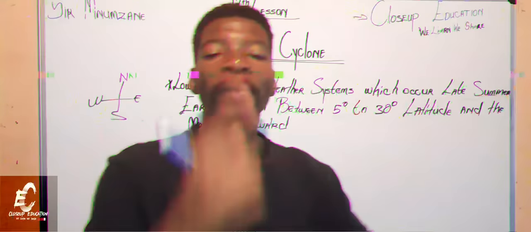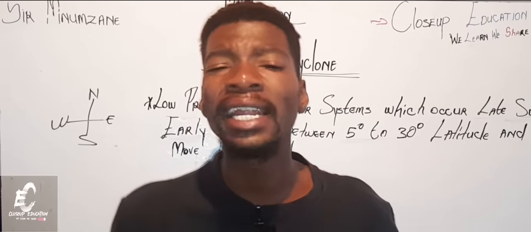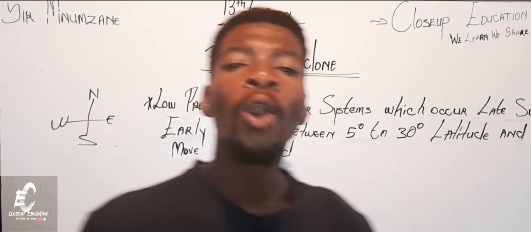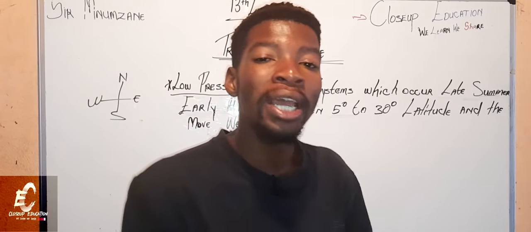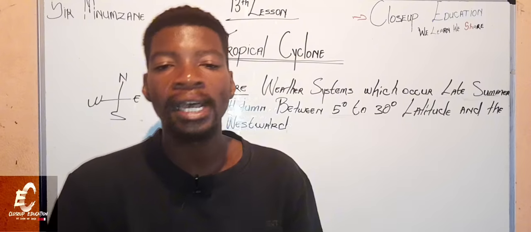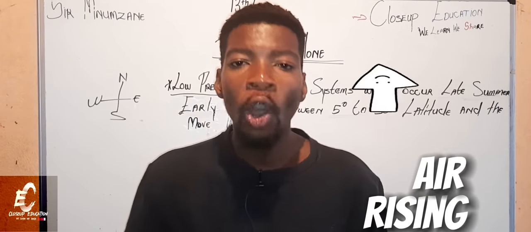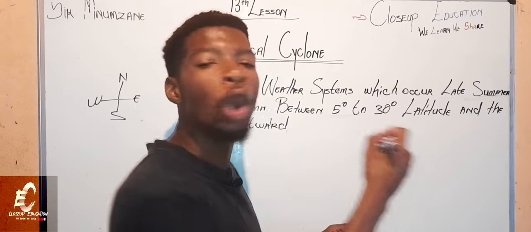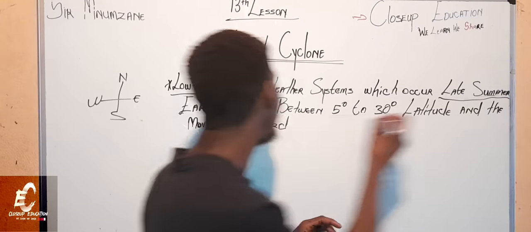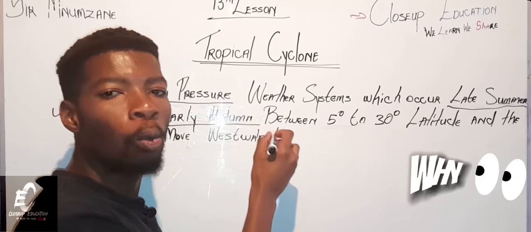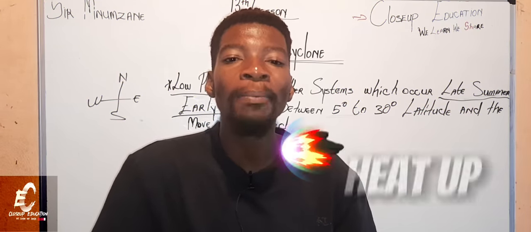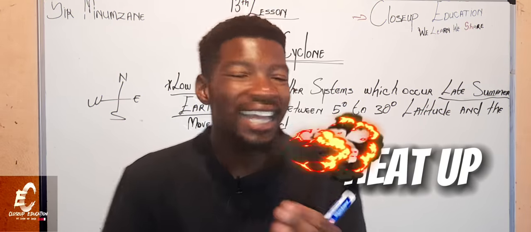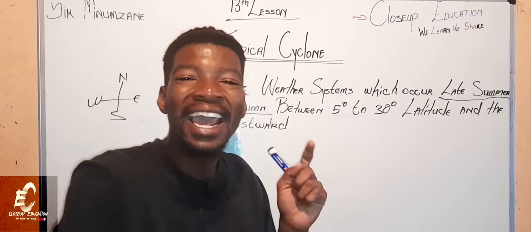All right, let's break the definition down. Firstly, we understand that this is a low pressure weather system. What did I say about low pressure? I said low pressure is associated with rising air. Then we also know that it occurs late summer, early autumn. Why late summer, early autumn? Because the ocean takes time to heat up and create a low pressure area.